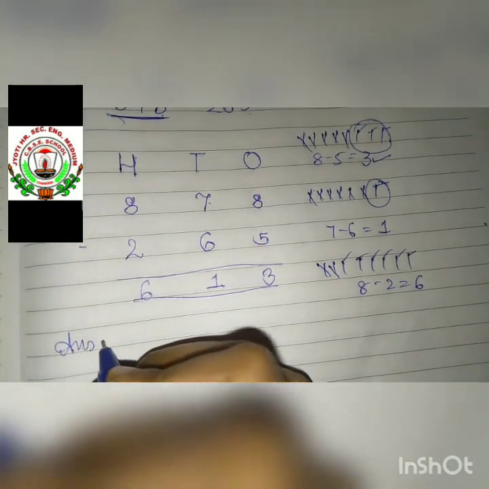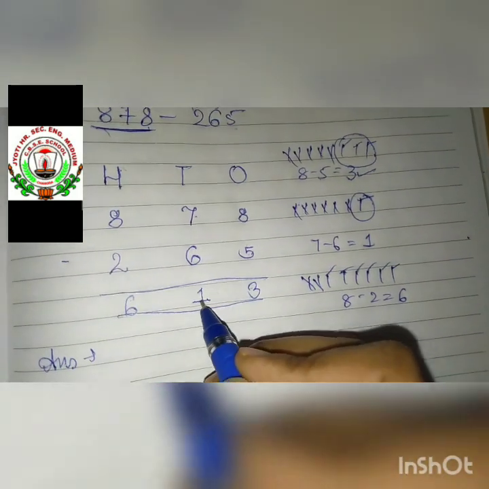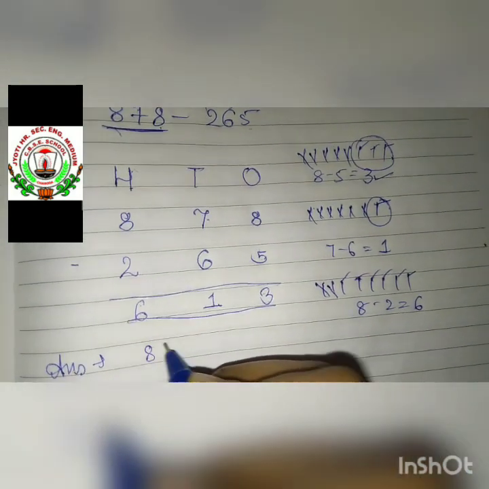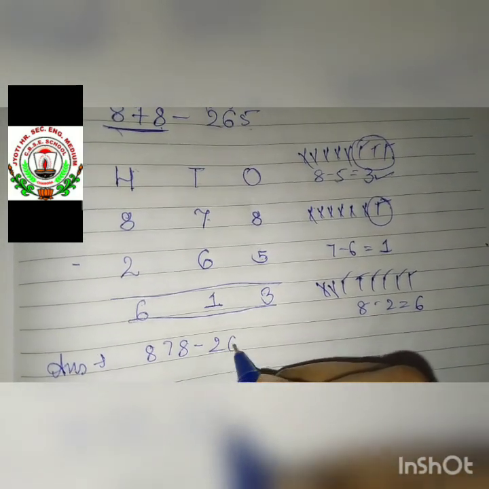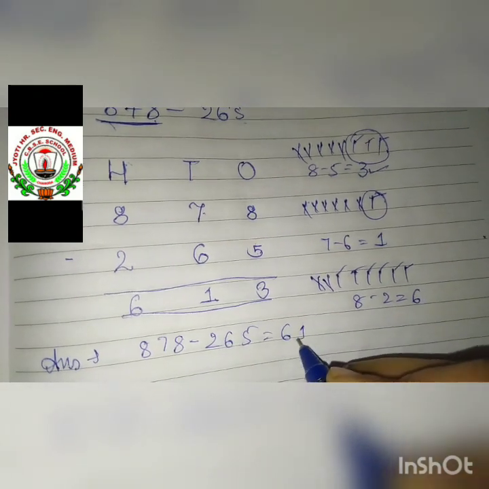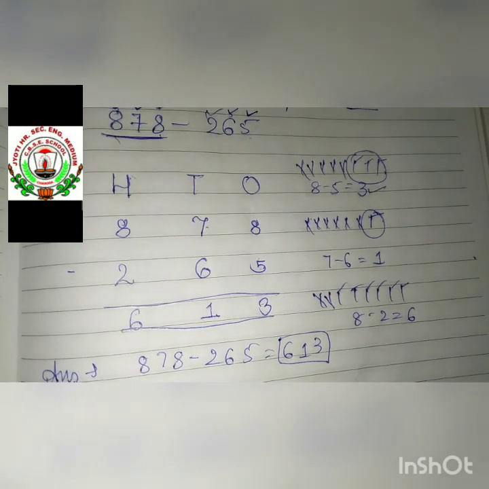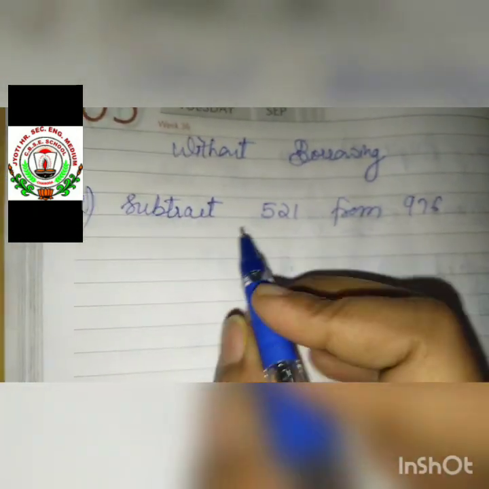So now we can say 6 hundreds, 1 tens and 3 ones. Okay. Now the answer to 878 minus 265, the answer we get is 613. Now one more example.